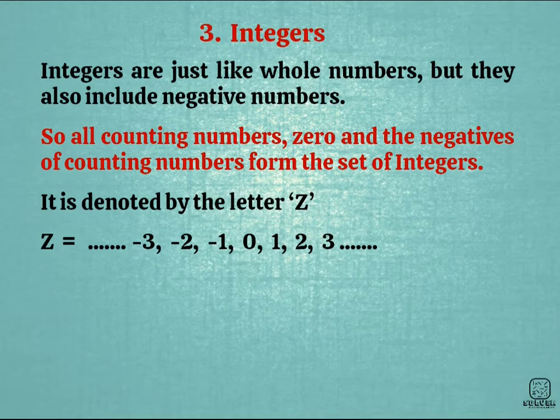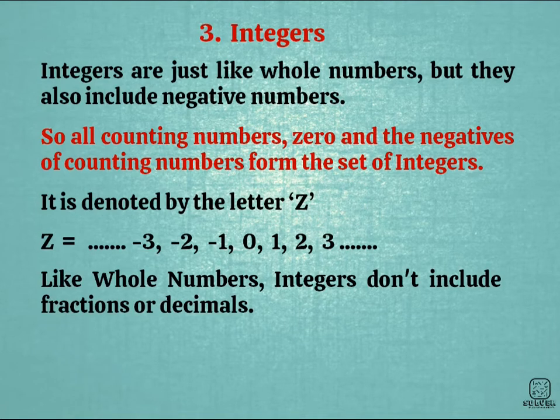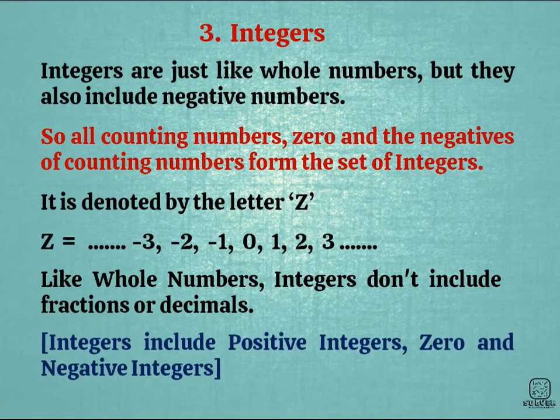We know natural numbers are 1, 2, 3, 4, etc. And whole numbers are 0, 1, 2, 3, etc. Then integers are the negatives of all natural numbers, 0, 1, 2, 3, etc. So whole numbers and natural numbers are also integers. And there is no smallest or largest integer. Like whole numbers, integers don't include fractions or decimals. Integers include positive integers, 0 and negative integers.